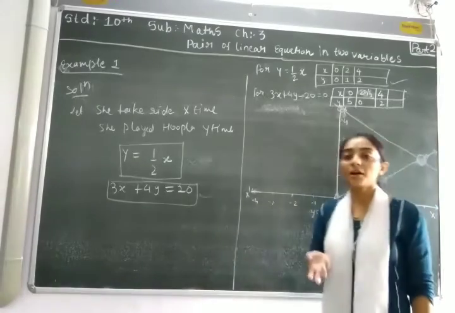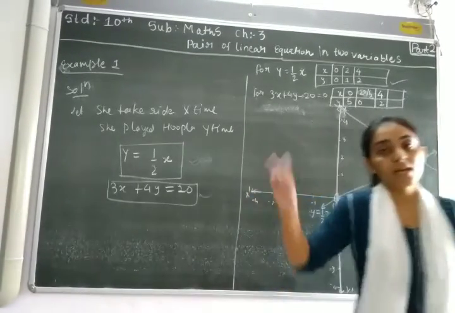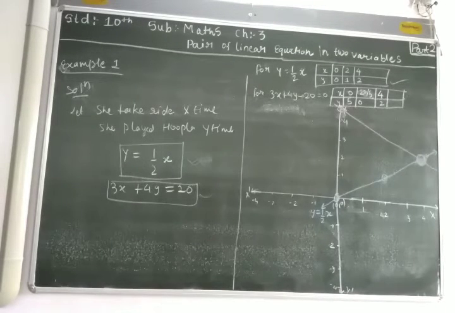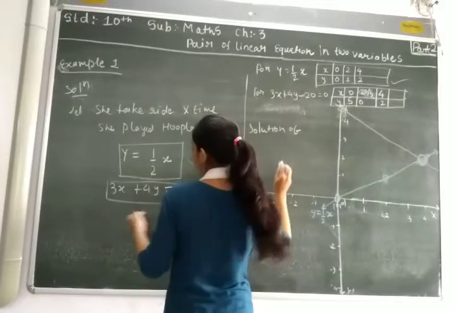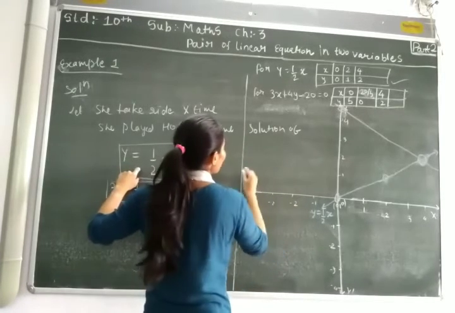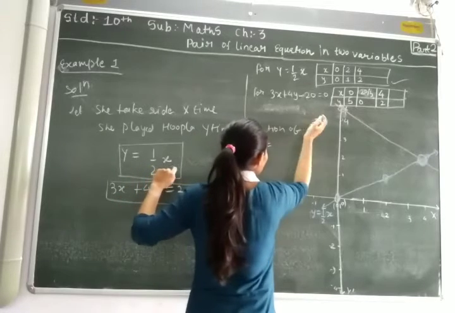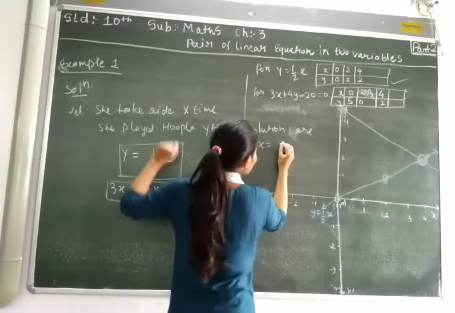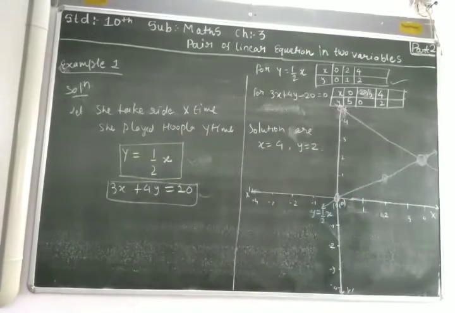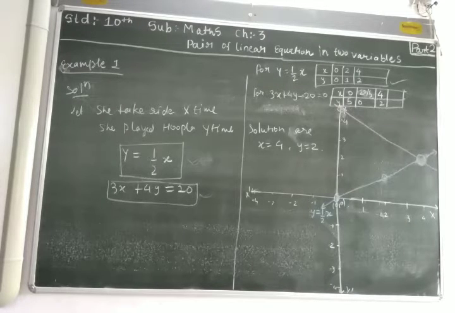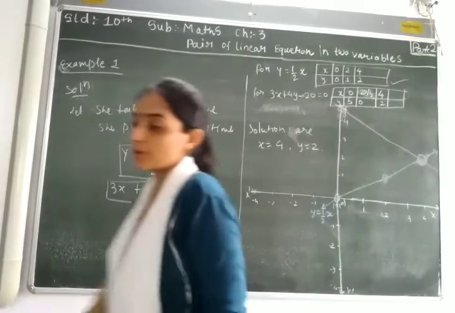It means we have already learned that intersecting lines have how many solutions? They have one solution. So from this you can say that the solution of this graph is x equals 4 and y equals 2. Both values satisfy my equations. Okay, now let's move towards one more question.